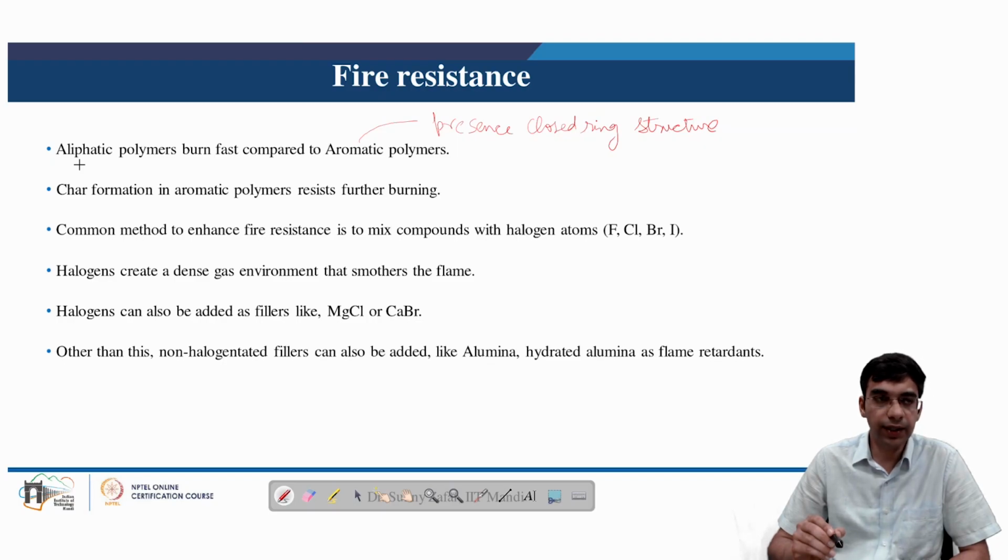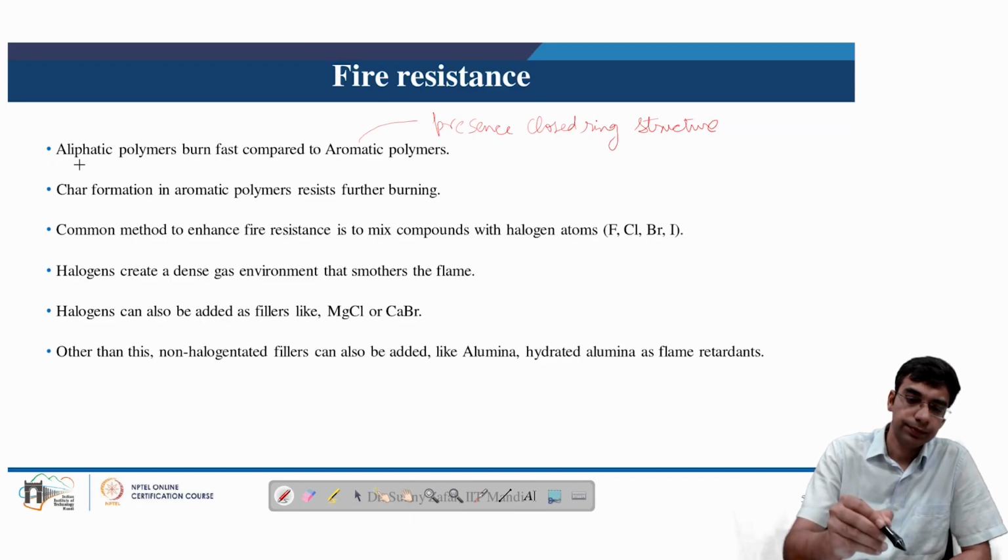Halogens often create a dense gas environment that smothers the flame, thereby preventing the supply of oxygen. Halogens can also be added by adding certain inorganic fillers such as magnesium chloride or calcium bromide. Other than this, sometimes non-halogenated fillers can also be added. This includes alumina, hydrated alumina such as fire retardants.